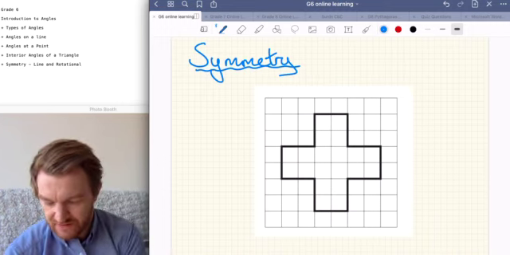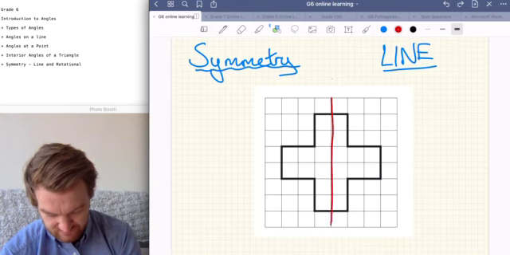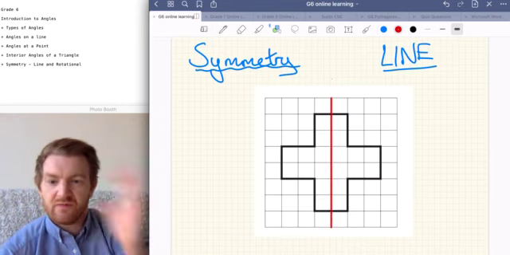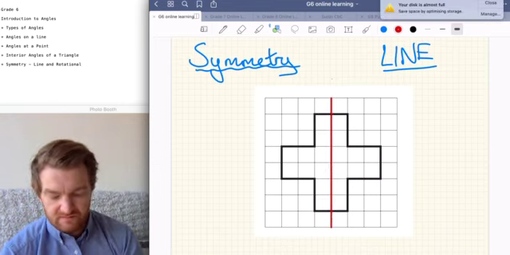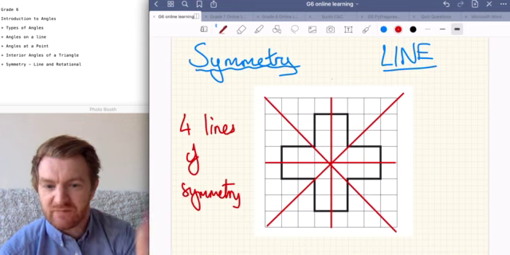Let's try again. Straight line, down the shape, it's the same on both sides. But there's other ways we can do this as well. We can do it this way, we can do it this way, and we can do it this way. So we can say that this shape has 4 lines of symmetry. There's 4 ways you can fold it in half where it's the same on both sides.